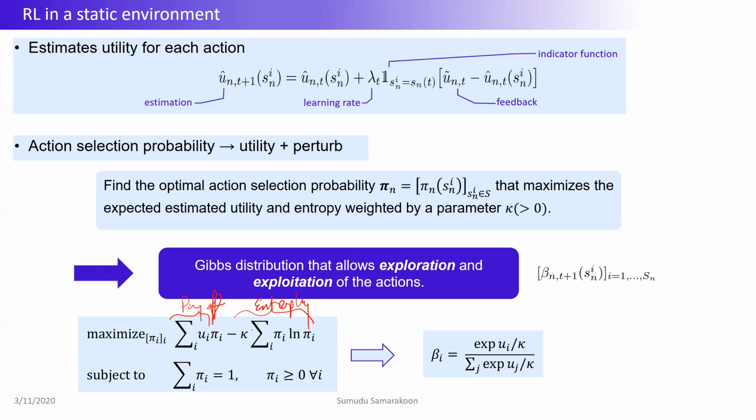Now let's consider this kappa. When we set kappa equal to 0, basically we remove this entropy term. That means we try to maximize only the payoff, right?